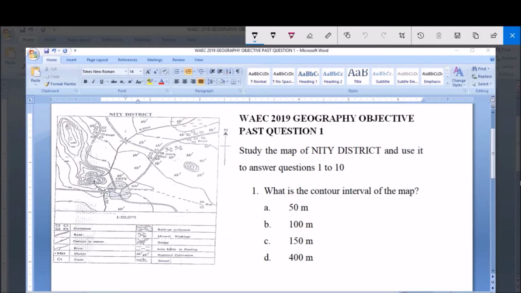The instruction is: study the map of Niti district and use it to answer questions 1 to 10. So this is the map given to us of Niti district, and this is question 1. What is the contour interval of the map? A. 50 meters, B. 100 meters, C. 150 meters, D. 400 meters.